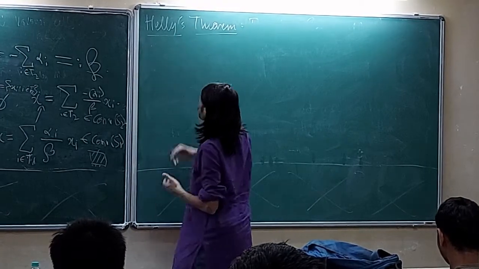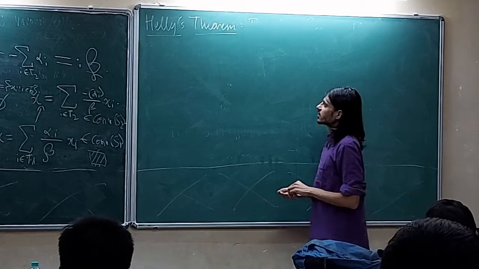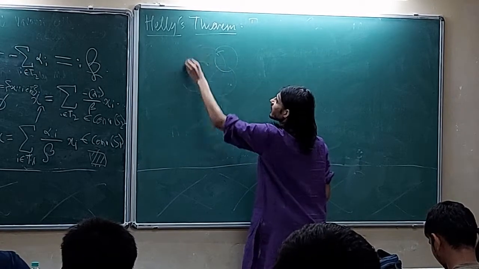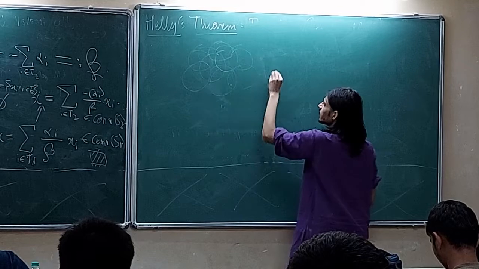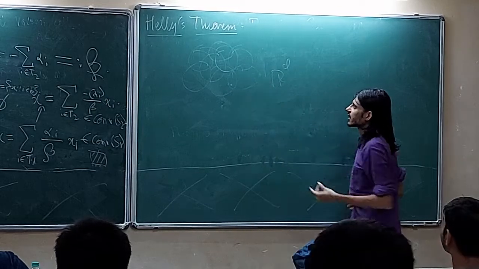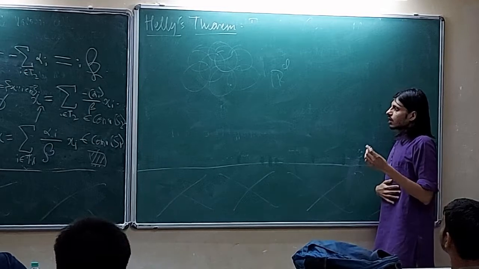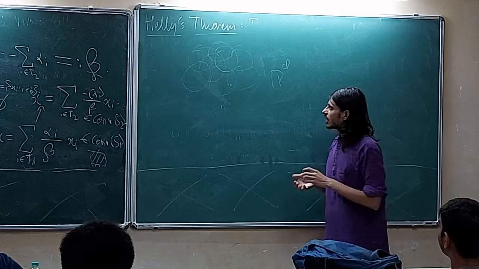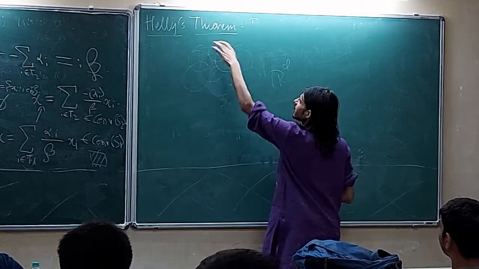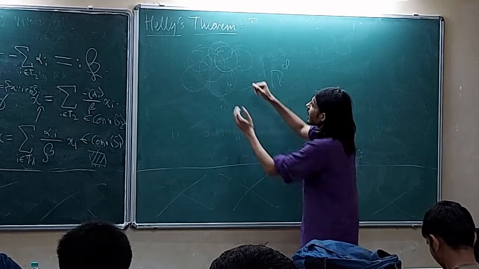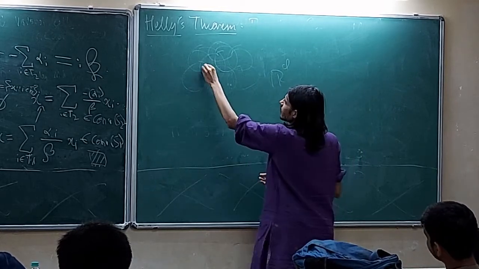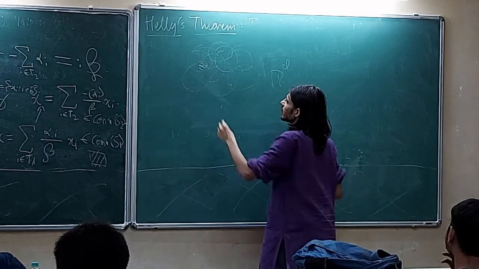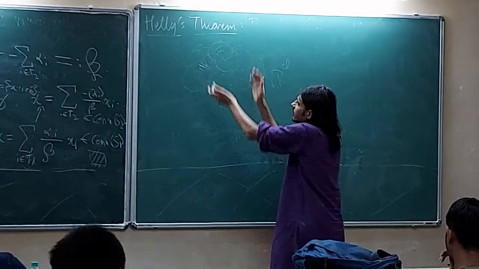What it says is the following. If you have some bunch of convex sets scattered around in R^d, and any d plus one of them intersect at at least one point, so let's take any d plus one of them, maybe this one, that one, this one, and somehow it happens that they intersect somewhere. Maybe they all intersect here or something like that. And this happens for every collection of d plus one sets.